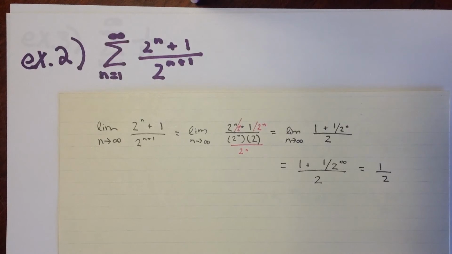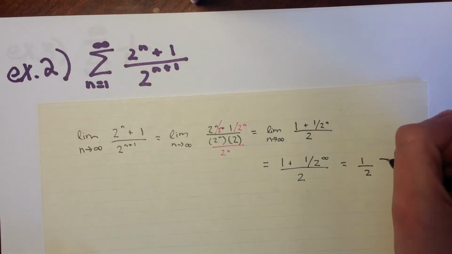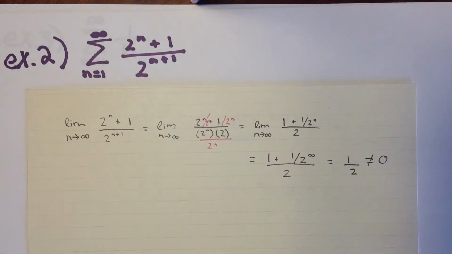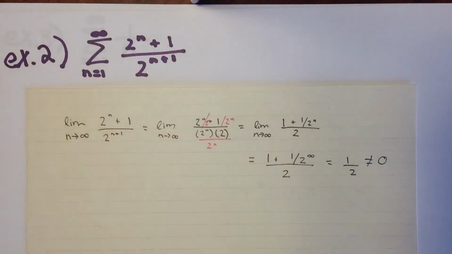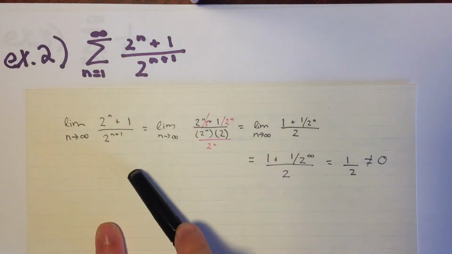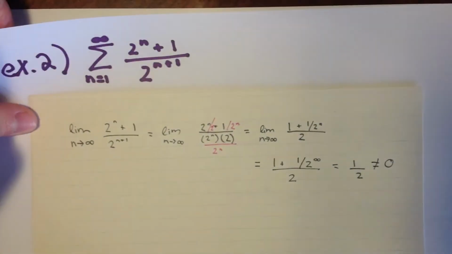Now, because that limit is 1/2, remember that by using this test, you are proving that the series diverges, but if it were 0, you can't tell. So by this test, we would say that the series diverges because the limit as n approaches infinity is not equal to 0. Okay, next example.